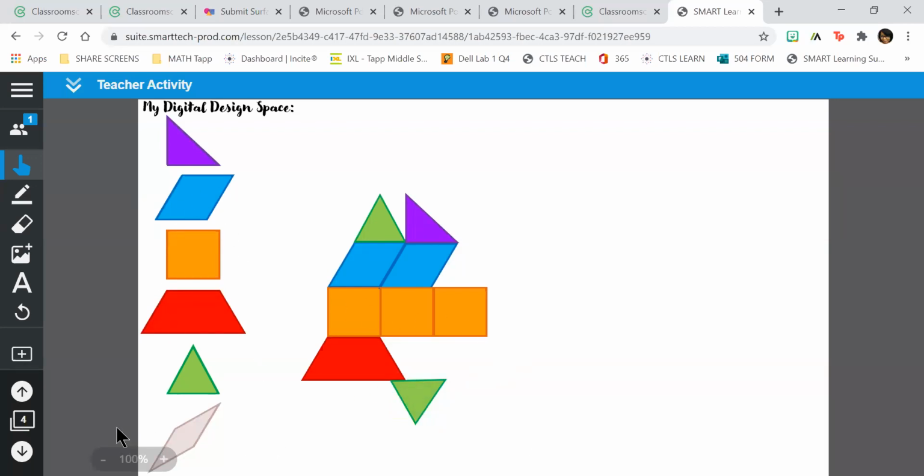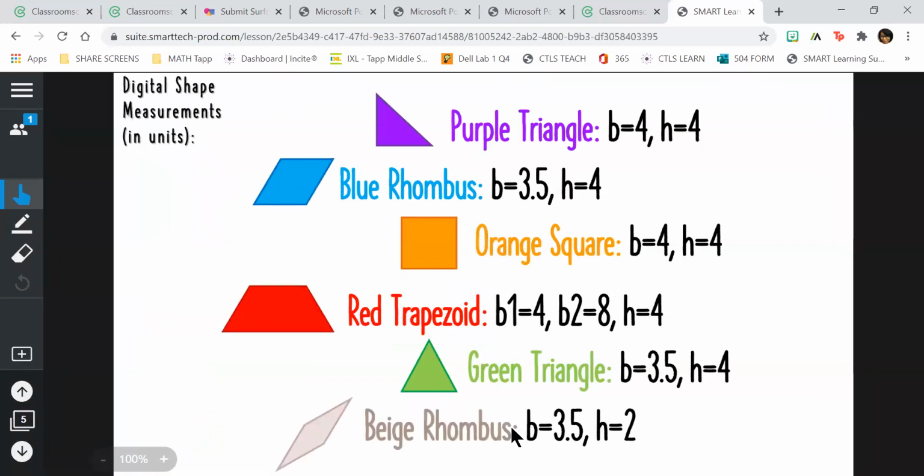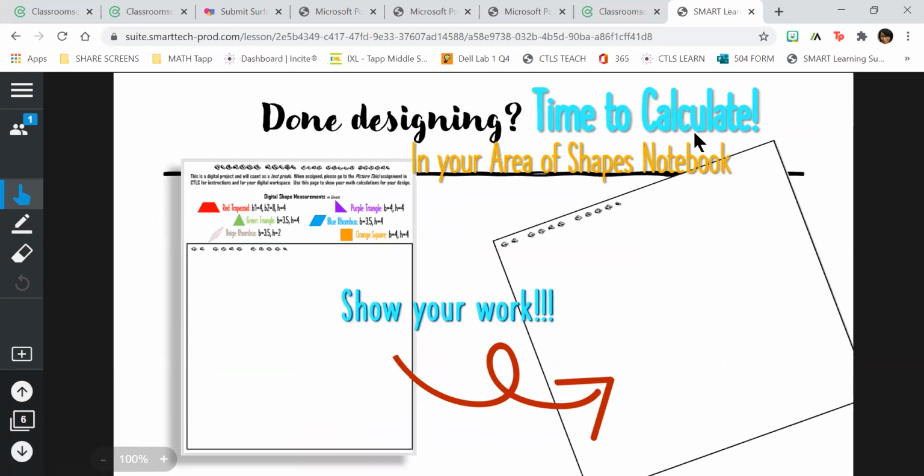And once you finish doing that, I gave you the measurements. This was also on your picture this page in your area notebook. I gave you the measurements of each of these shapes so that you can use those measurements to calculate your area. And so it says done designing, time to calculate in your area of shapes notebook. And for some of you who did not have a notebook and could not print the page, you could have just done it on paper, but you show all of your work here.